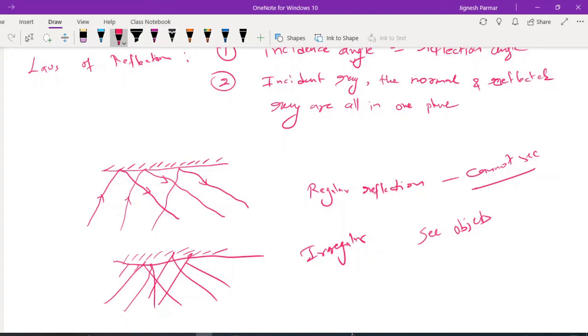Reflection means the bouncing back of the light, reflecting from the surface it falls on and coming back to our eyes. The laws of reflection are two laws, about the incident angle. So let us see this with the help of one diagram.